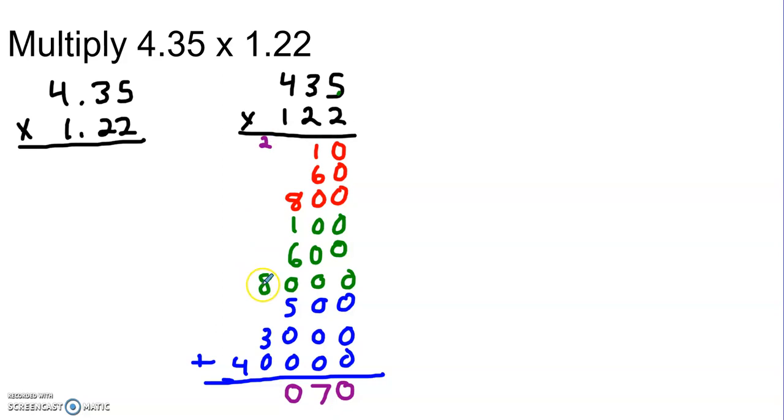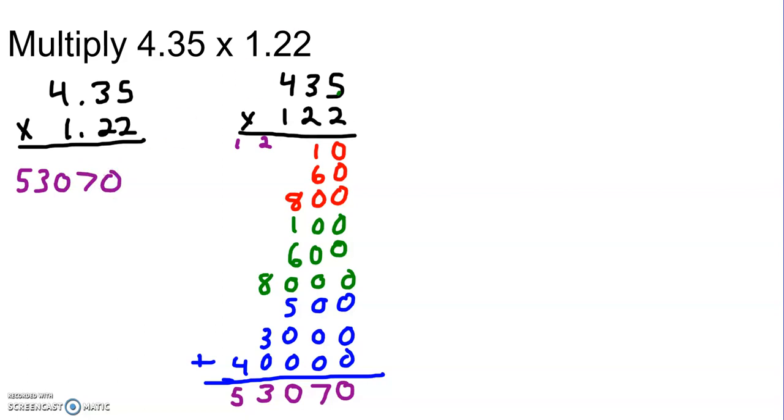2 plus 8 is 10. 10 plus 3 is 13. 13 plus 0 is 13. So I bring down the 3. I carry the 1. 1 plus 4 gives me 5. And then I just rewrite all these digits here. 5, 3, 0, 7, 0.